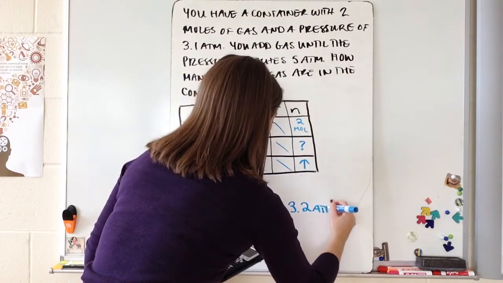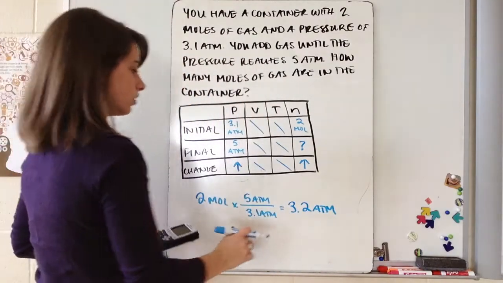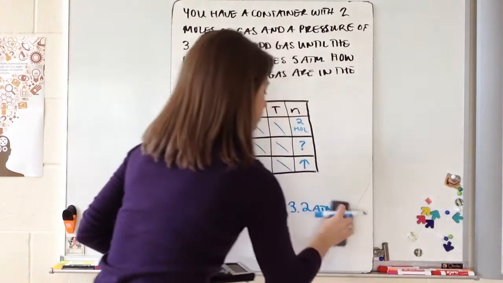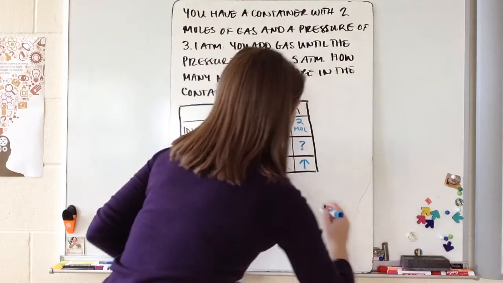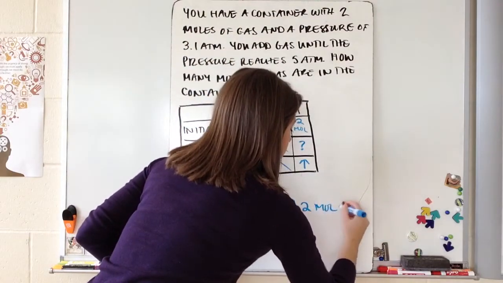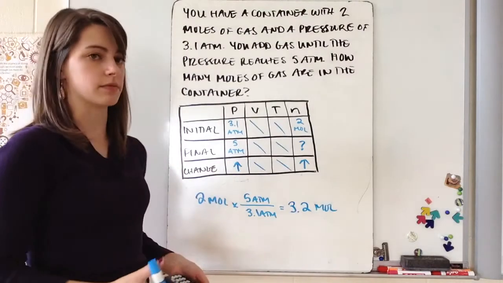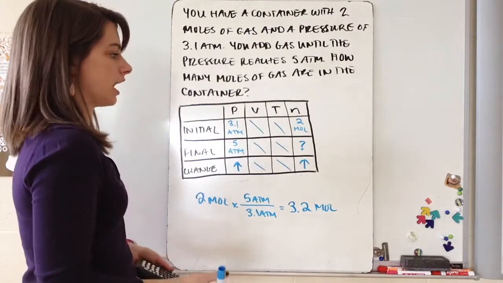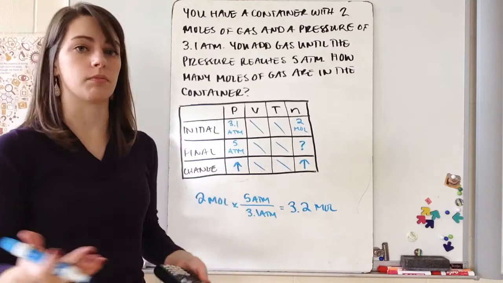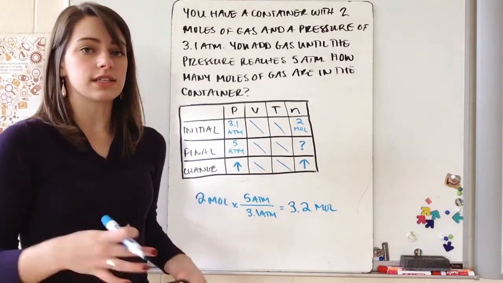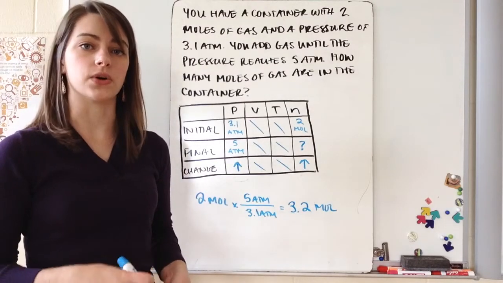And I get 3.2 atmospheres. Or, nope, wrong units. Not looking for pressure. Looking for moles. So in order for my pressure to go from 3.1 atmospheres to 5 atmospheres, I had to go from 2 moles of gas to 3.2 moles of gas. So that's how you'd solve pressure and number type problems.